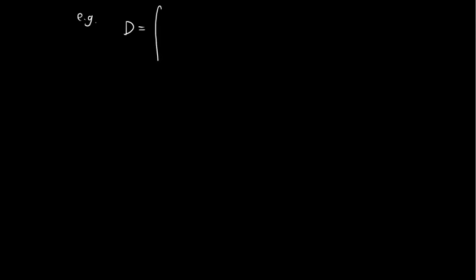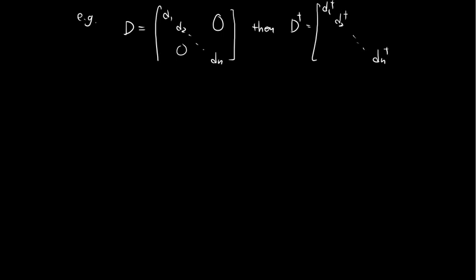If D is equal to D1, D2, up to Dn, it is a diagonal matrix. Then D dagger is equal to D1 dagger, D2 dagger, and up to Dn dagger, where these numbers are easy. Di dagger is equal to 1 over Di if it is invertible. Otherwise, just set that as 0.